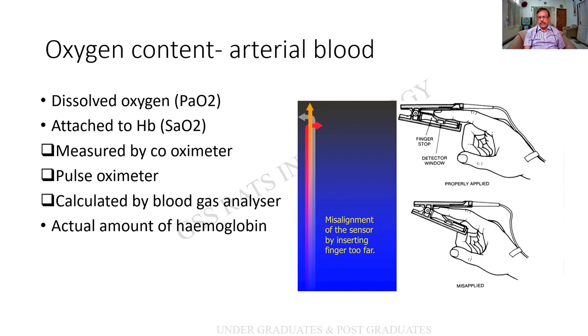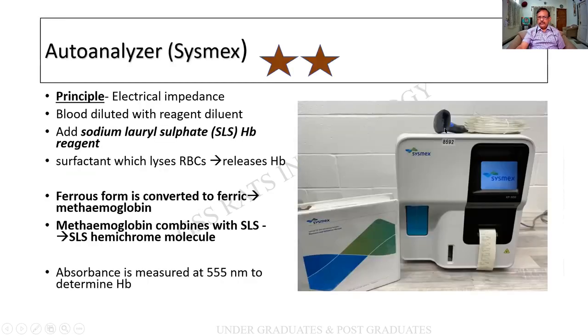The actual amount of hemoglobin can be measured. Mainly it is used for the arterial blood, and there are different methods over here. Sometimes you find that even the insertion of the finger is not proper, and the reading can be wrong. Here it is too much inside. Therefore, the electrode will not be able to take a proper reading, and there will be a sensor which misreads it.